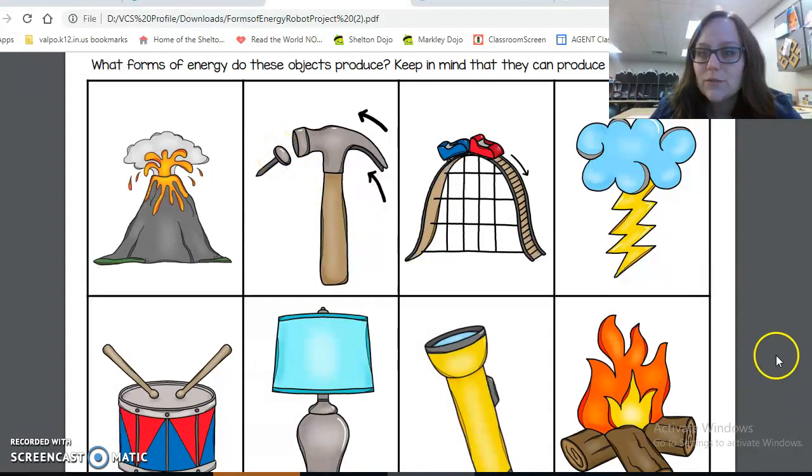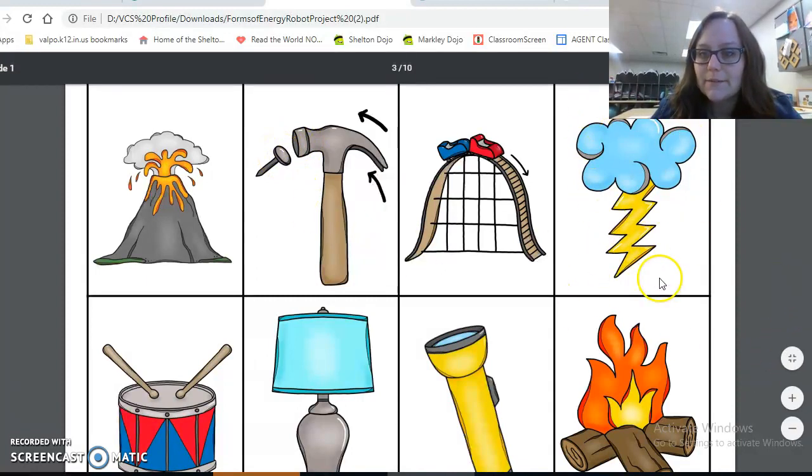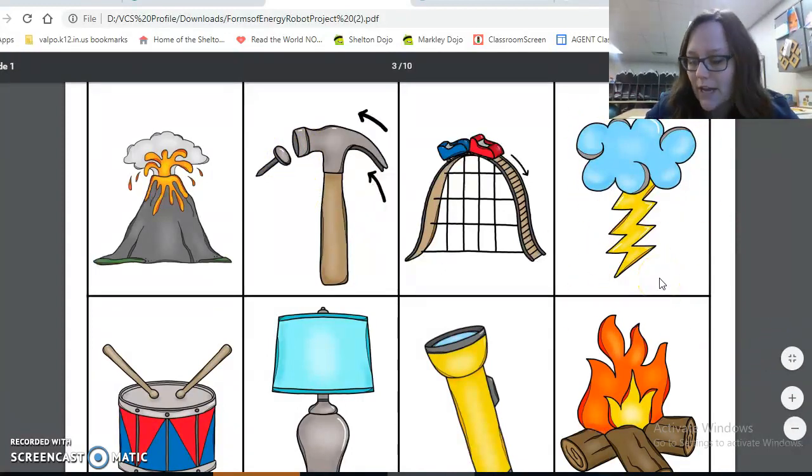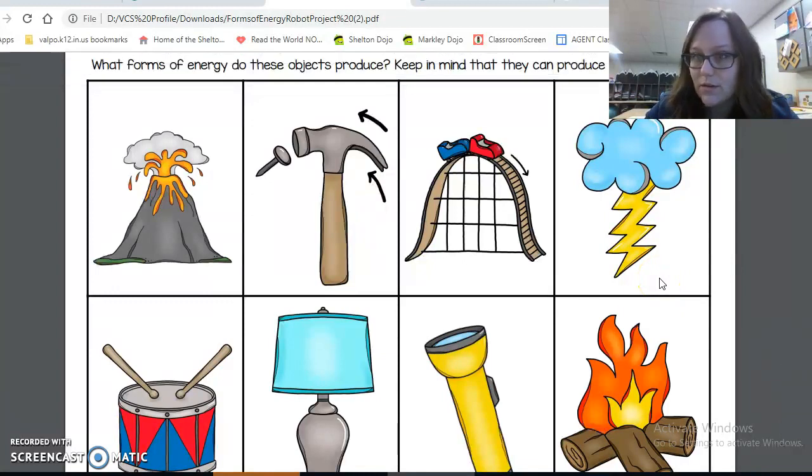And then for our last one, let's jump over here and look at this lightning. Think in your head, what forms of energy do you see? And hopefully you came up with, we've got thermal energy. There's heat coming off of that. We've got light energy for sure. That's what we see with our eyes. And then we've got electrical energy, which is why lightning can be dangerous.